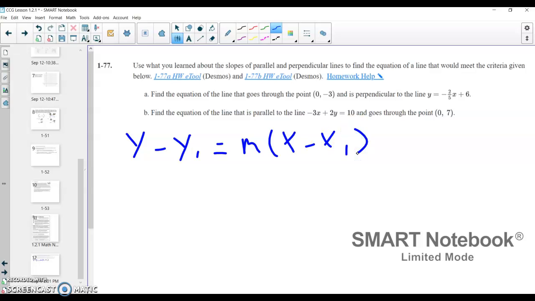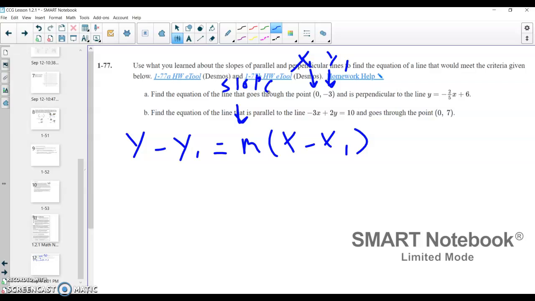Okay, y1 we get from the point that they give us, the other coordinate is going to be x1, and m is going to be our slope. We have all of these things because they give us that point and they tell us a line that it's perpendicular to. Okay, so what we learned in lesson 1.2.3 is if you know the slope of a line, you know the slope of a line perpendicular to it because it's its opposite reciprocal.